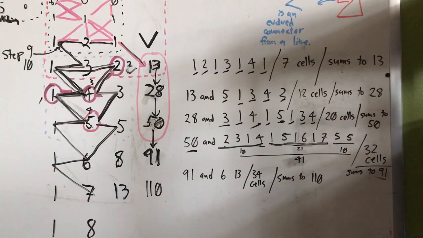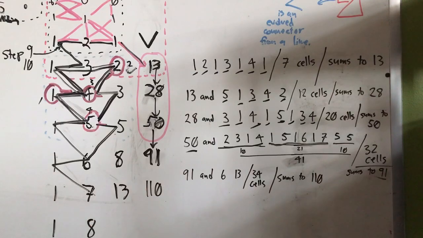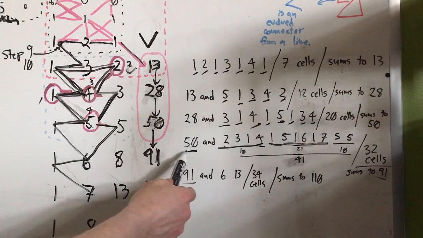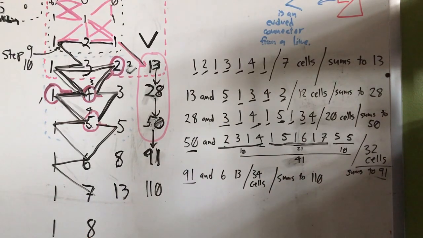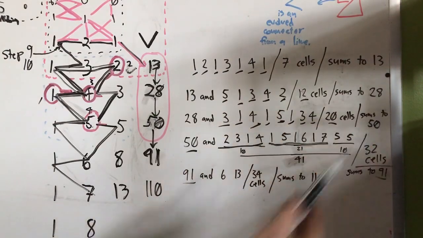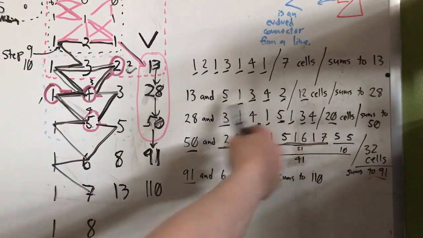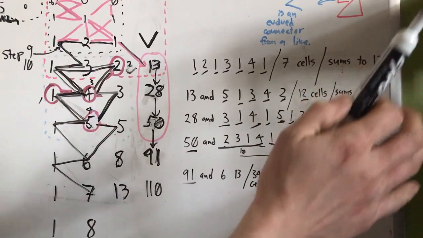Want to find 110? It's pretty easy. So we ended here. 91. Again, it's like 34 cells. I guess 50 is 32 cells. I didn't say that, I guess. 32 cells and sums to 91. There's a lot there. It's a big jump from 20 to 32. 20 plus 12 plus 20 is 32. Nice.